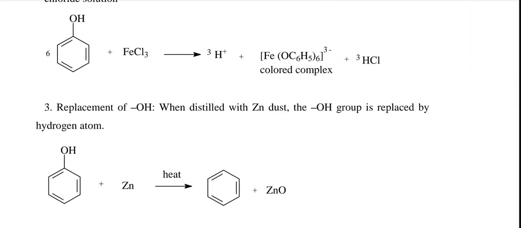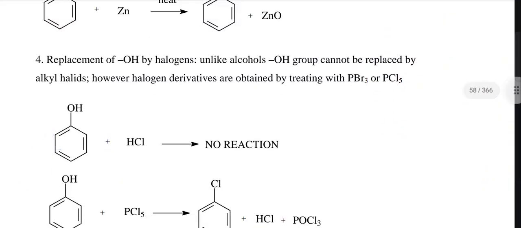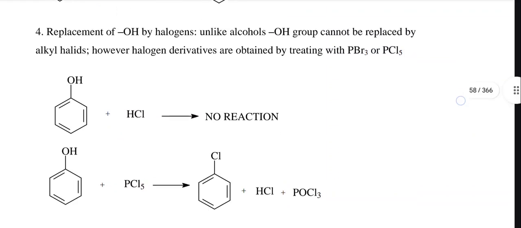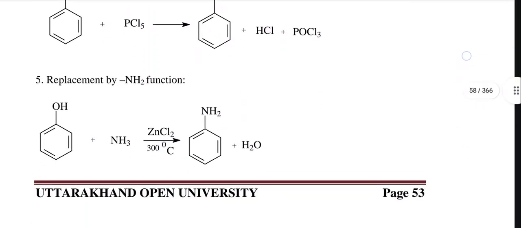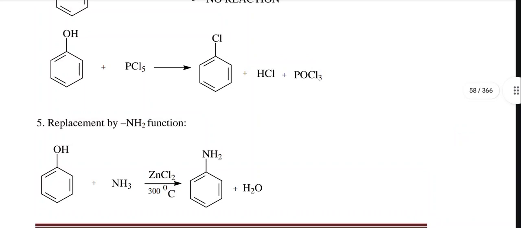Replacement of OH: when distilled with zinc dust, the OH group is removed as an oxygen atom. Replacement of OH by halogen. Unlike alcohols, the OH group cannot be replaced by an alkyl halide. However, halogen derivatives are obtained by treating with PBr3 and PCl5. Replacement by the NH2 function: phenol plus NH3 in the presence of ZnCl2 at 300 degrees Celsius gives amines.